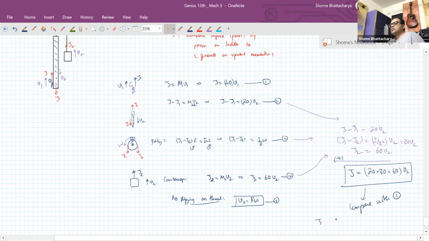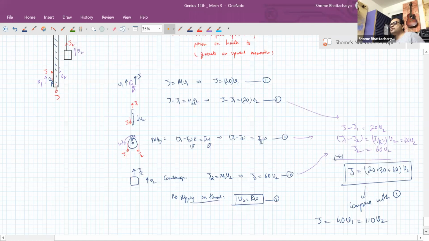Okay. So J is equal to 40, V1 is equal to 110 V2. So this tells us the relation that V1 is to V2 is equal to 11 is to 4. Now the rest is from the kinematics information.